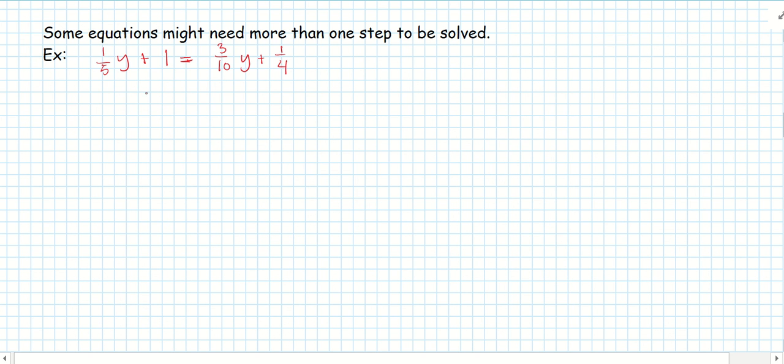So the idea for this problem is first to find the LCD, remember, the least common denominator, of all fractions in the equation.